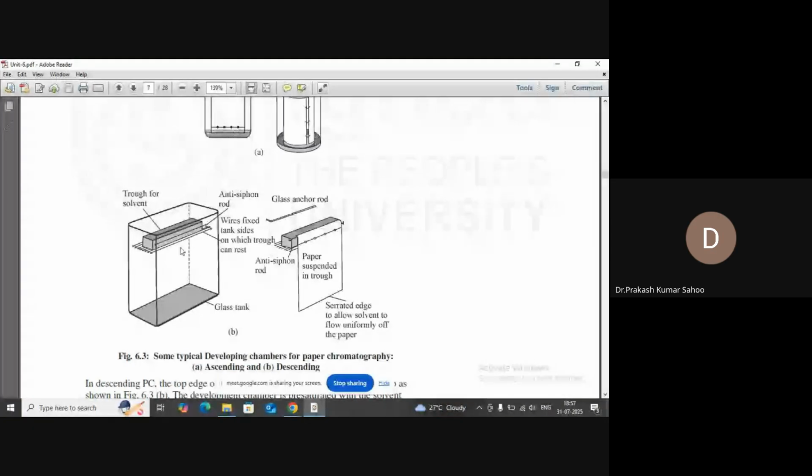And now the paper is allowed to dip inside the solvent which is present inside the chromatogram, and gradually the solvent soaks the paper from the top direction to the bottom. So this is your top to down, or your descending paper chromatography.